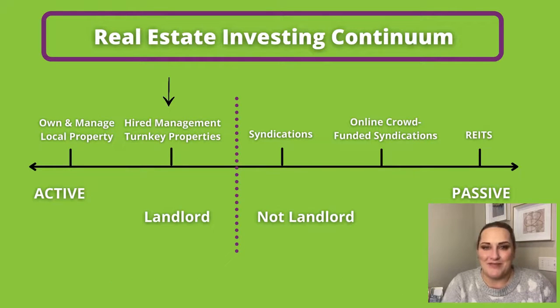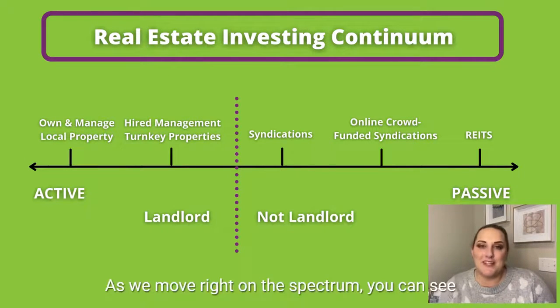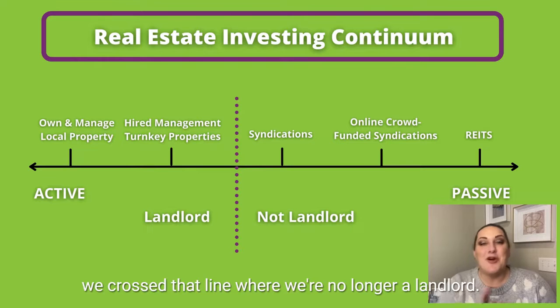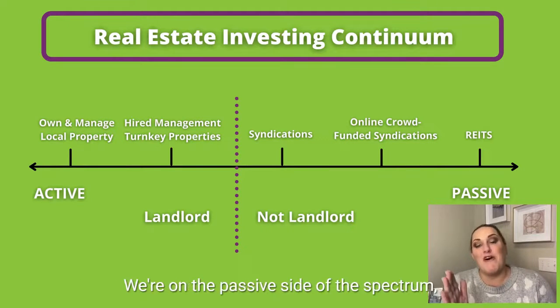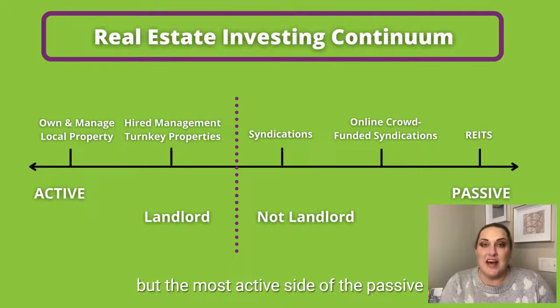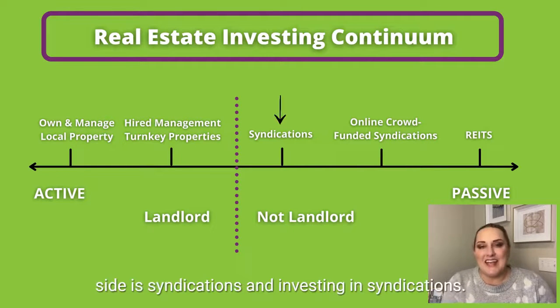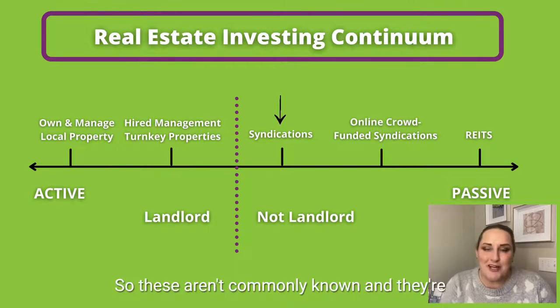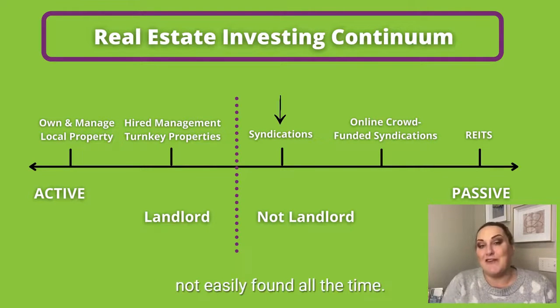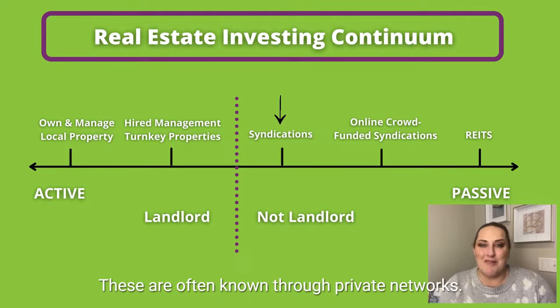As we move right on the spectrum, you can see we crossed that line where we're no longer a landlord. We're on the passive side of the spectrum. But the most active side of the passive side is syndications and investing in syndications. So these aren't commonly known and they're not easily found all the time. These are often known through private networks.